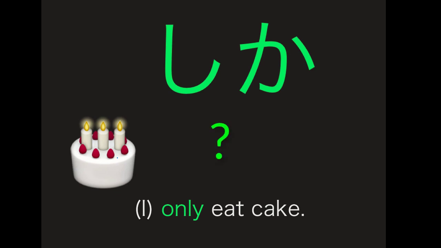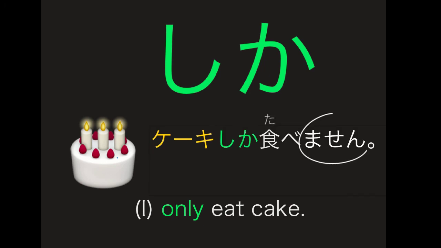What about with shika? This one, remember, we've got to use with a negative verb. So, keiki shika tabemasen. Keiki shika tabemasen. I do not eat anything but cake. In other words, I only eat cake.